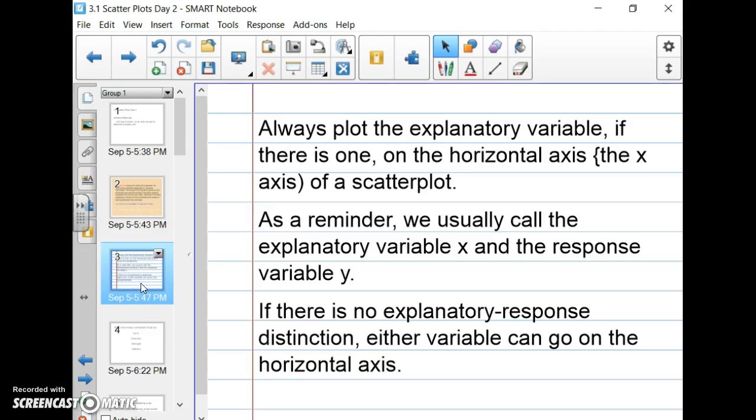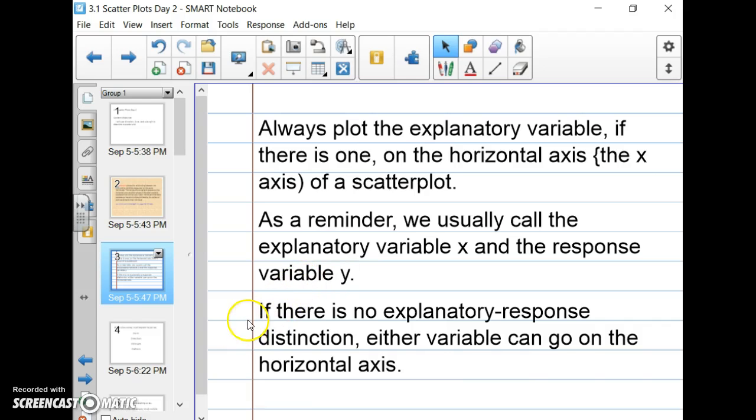Now, things to remember from the previous lesson: we talked about the explanatory variable being x. So that's going to go on the horizontal axis if possible, the x-axis. We usually call the explanatory variable x, and we call the response variable y. So when we actually graph these, we want to make sure that we're consistent with those definitions.